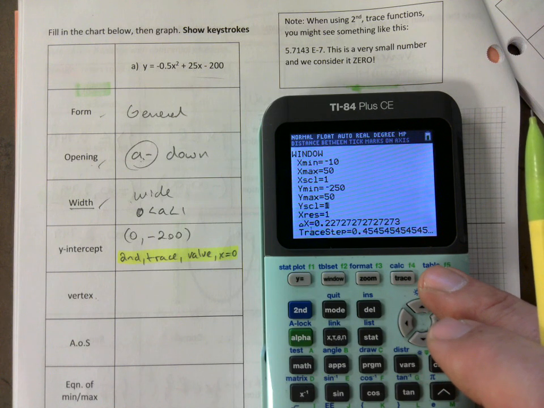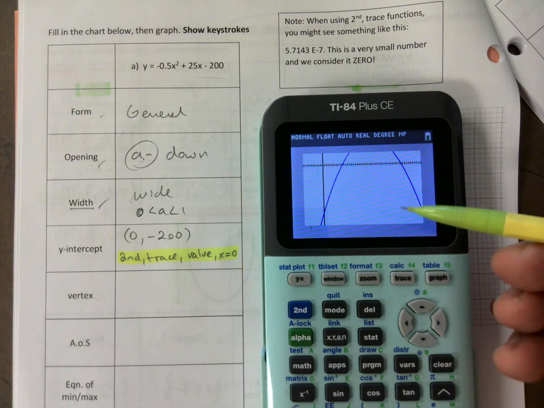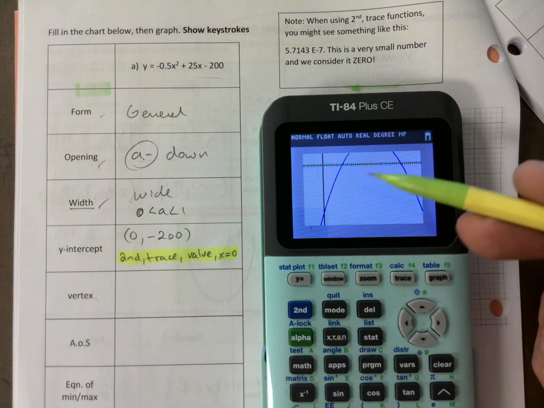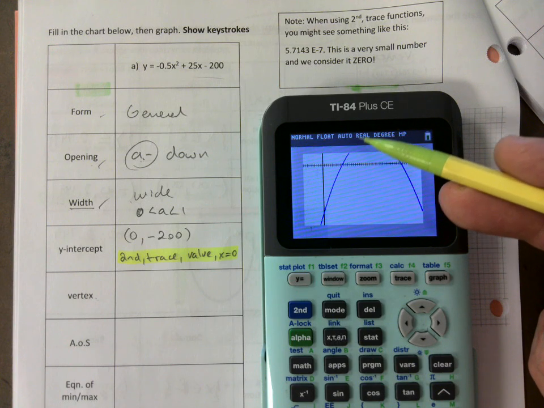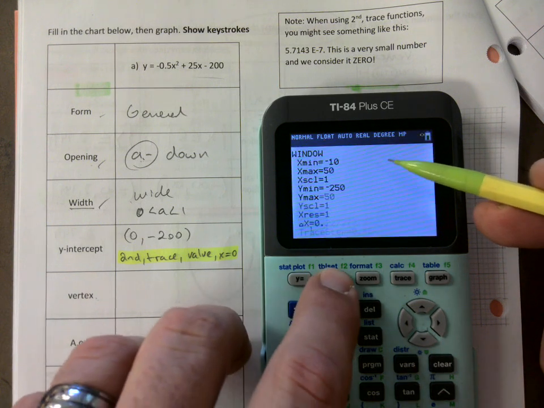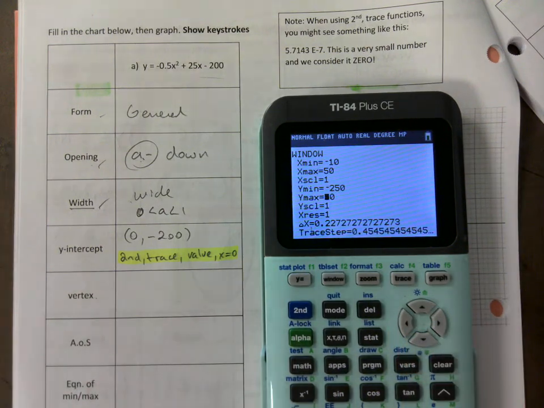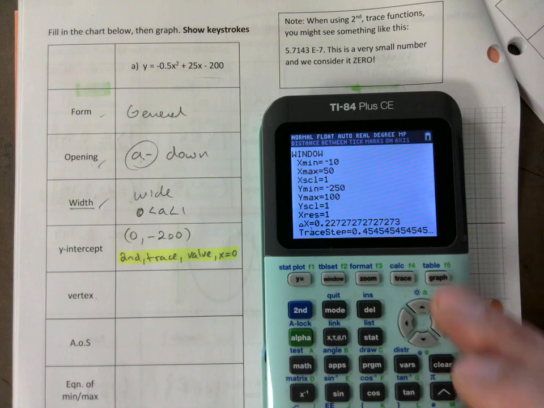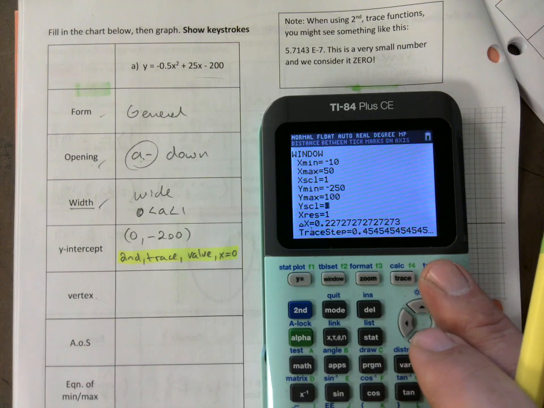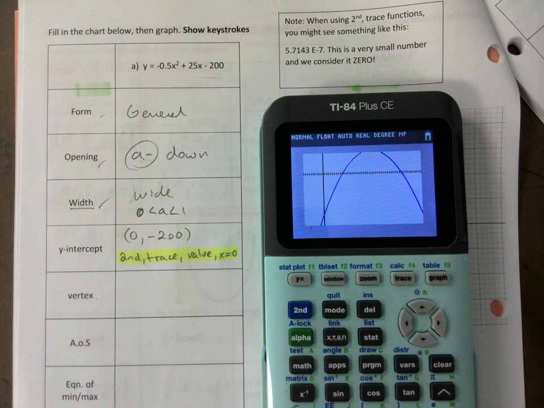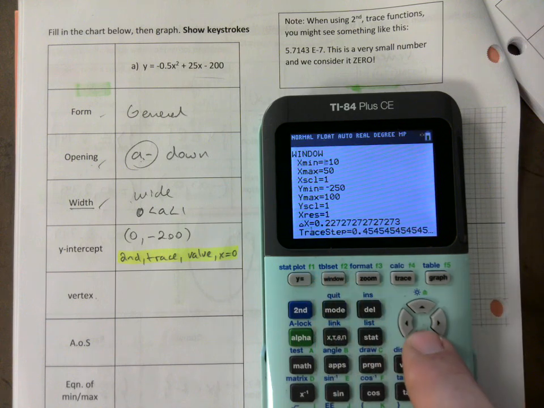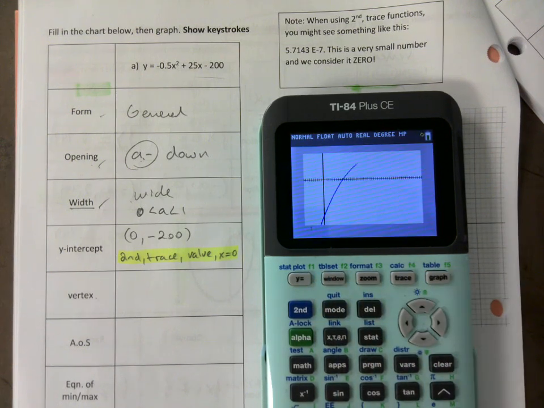Hit graph. Now I see more, right? Now I see the whole thing. I still don't see the vertex, which is up here, right? What do I need to change on my window? Y max, that's correct. What should I change it to? I'm just going to go 100. 150? I'm just going to pretend I didn't hear that. I'm going to hit graph. It's still not good enough. One more time. Window. There it is. That is an acceptable graph. Now you have a window that works.